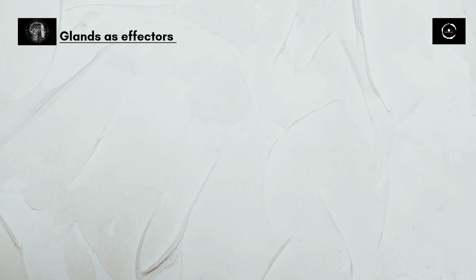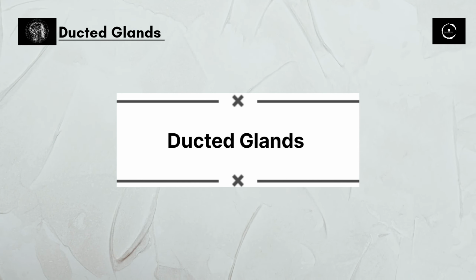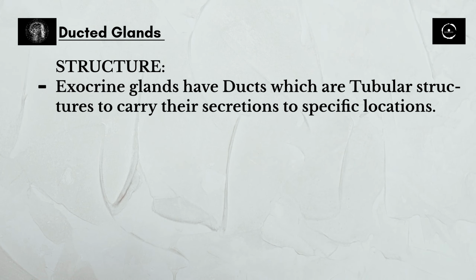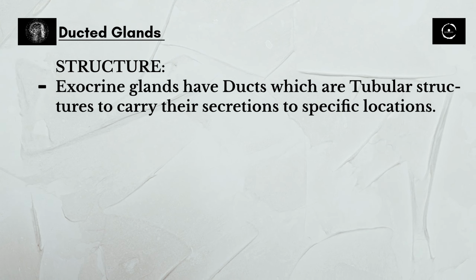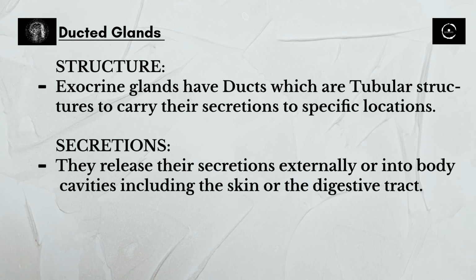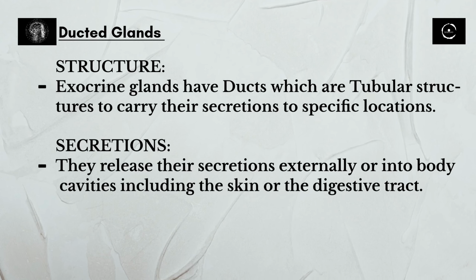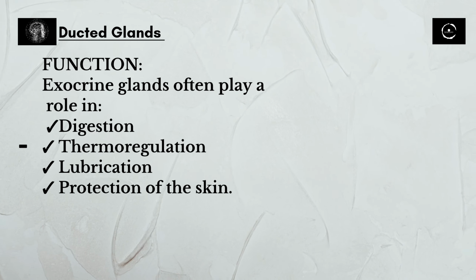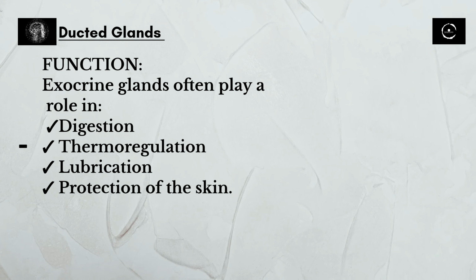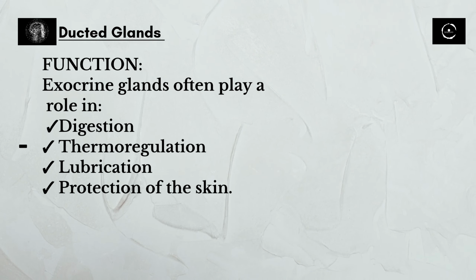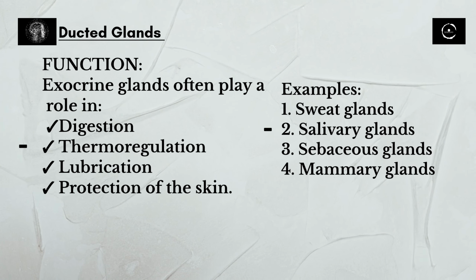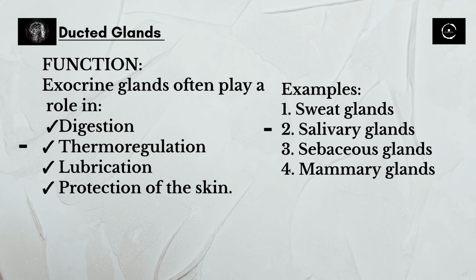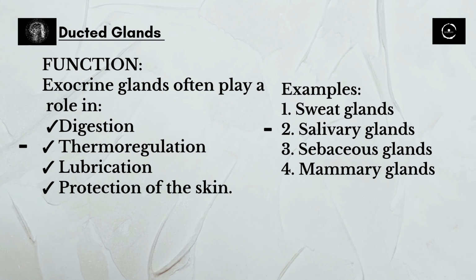Now let's talk about each of them. First of all, the ducted glands. Exocrine glands have ducts, which are tubular structures, to carry their secretions to specific locations. They release their secretions externally or into body cavities, including the skin or the digestive tract. Exocrine glands often play a role in digestion, thermoregulation, lubrication, and protection of the skin. Sweat glands, salivary glands, sebaceous glands, and mammary glands are examples of exocrine glands.